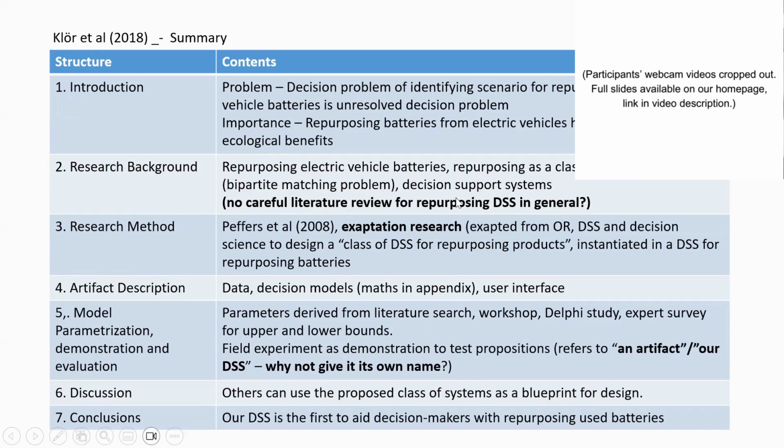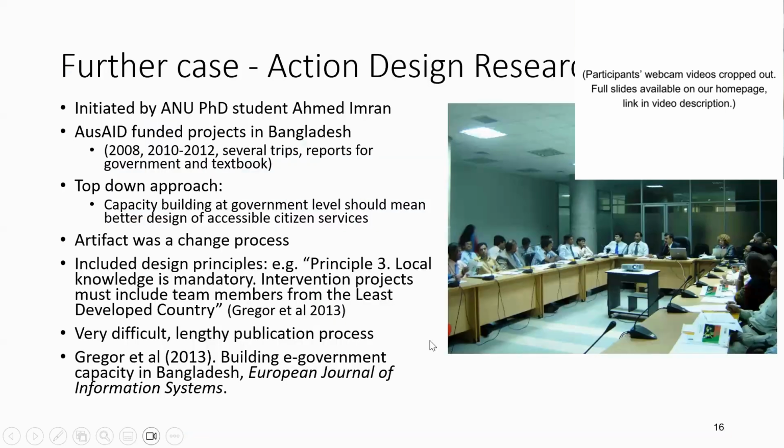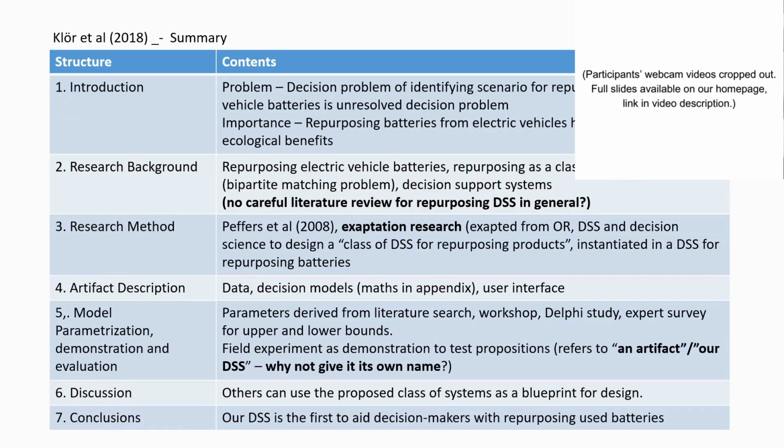I mean, this is a different literature search from here. Okay, so it's a very, very thorough study. And then they'd done a field experiment as a demonstration to test propositions. Again, that's thorough. They've gone through and done quite a good testing of the thing. But see, this is another issue. They would just refer to it as an artifact or our DSS.